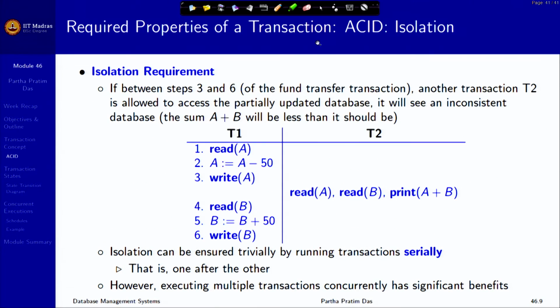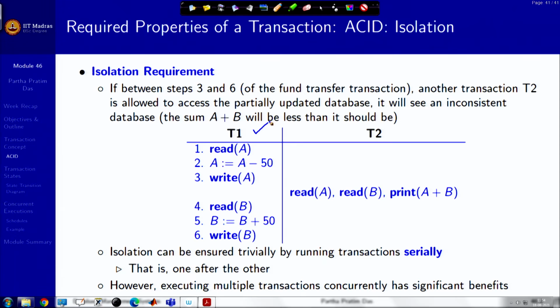The third is isolation. Isolation talks about what happens if more than one transaction works on the same data; it should guarantee that no inconsistent database update is made available. So, what you can look at here is there is a transaction T1, which is what we have been dealing with. There is another transaction T2, which reads A, reads B and prints A plus B. Now, what if I do them concurrently, so that first these three are executed in transaction T1. So, what has happened? A has got debited by 50 and then this gets executed.